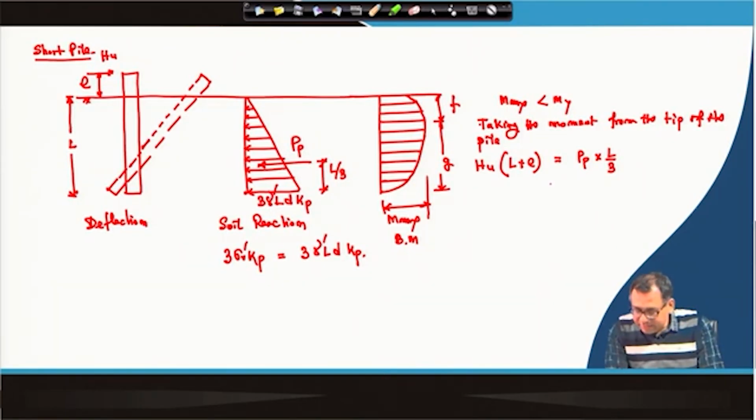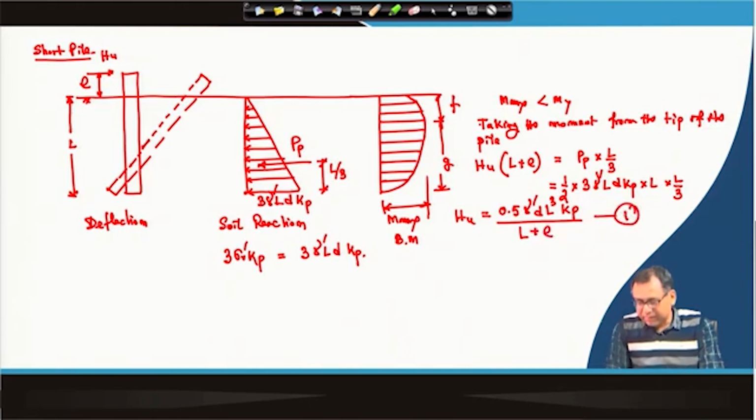P p is the total passive force. So, I can write that P p is nothing but half into 3 gamma dash L d K p into L, that is the total P p, into L by 3. So, finally, from here I can write H u is equal to, so this 3 will cancel out, 0.5 gamma dash d L cube K p divided by L plus E. So, this is equation number 1.